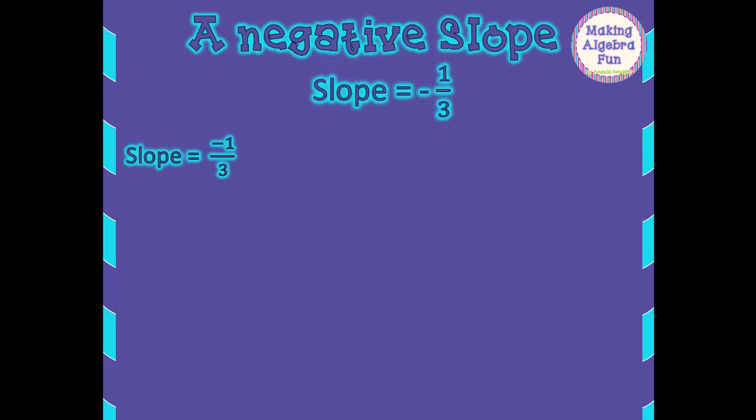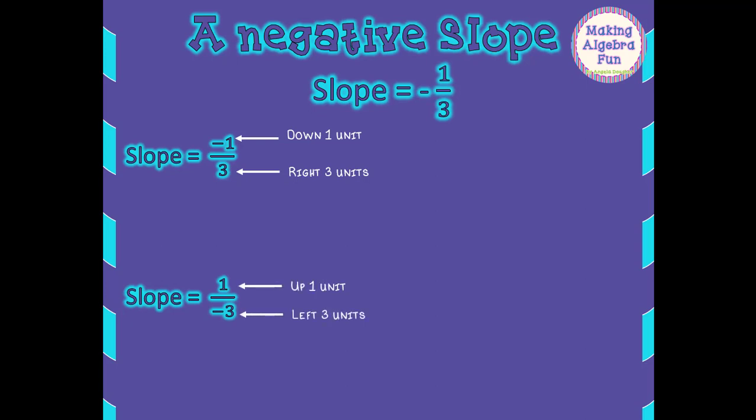With a negative slope, what you'll need to do is determine if you want to use the negative with the numerator or with the denominator. If you use it with the numerator here, that means we're going to go down 1. The negative will have us go down instead of up. And then we'll still move to the right 3 units because the 3 is positive. If you use the negative with the denominator, then your 1 is positive, so you move up. And the -3 means go to the left 3 units.